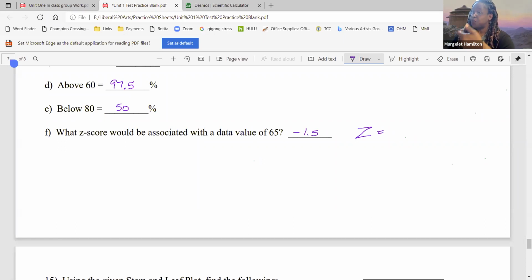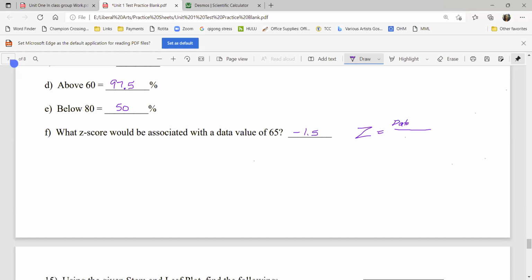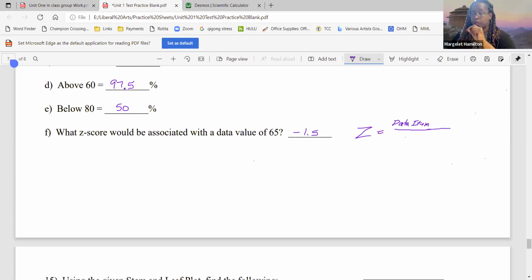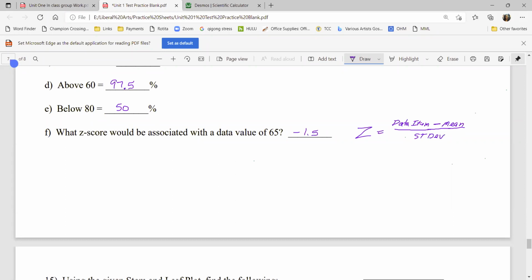We know we're going to get a standard deviation and we know we're going to get a mean. It is in a fraction form, and they always give us a data item. So z-score equals the data item minus the mean, and then we divide it by our standard deviation. Oh yeah, I've seen that.